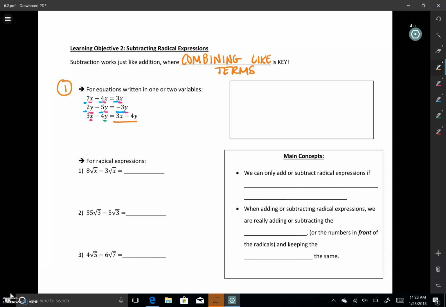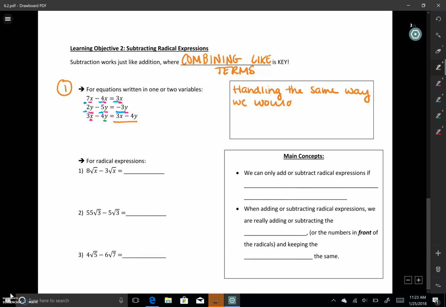What I want you to note here is that we're actually handling these problems the same way as addition. For addition, however, we're adding instead of subtracting.